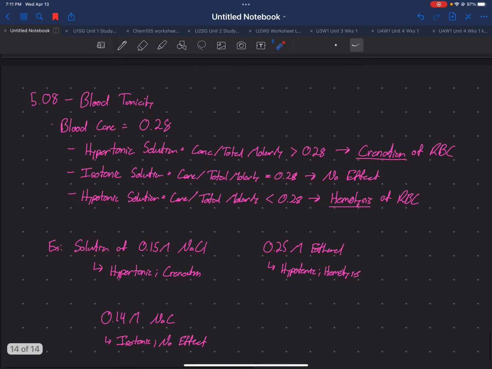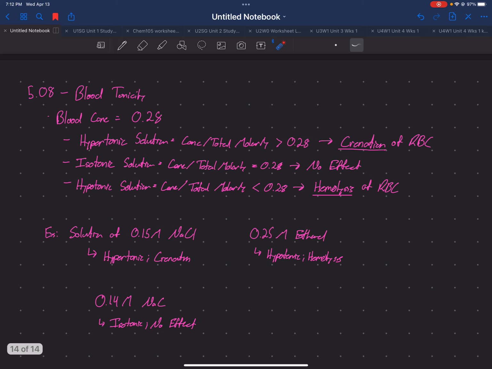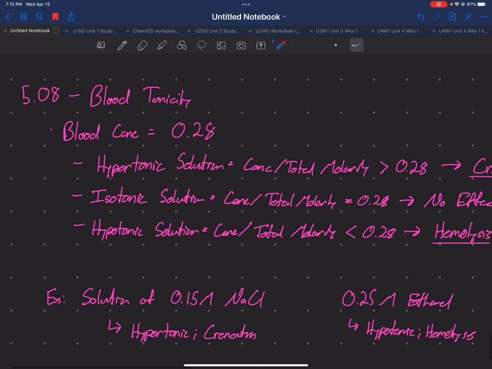And then this last part on the study guide, it said it was extra information, but I'm pretty sure I just saw it on STA5. We're talking about blood tonicity. In the blood, it has a molarity or concentration of 0.28, so 0.28 is our reference value.